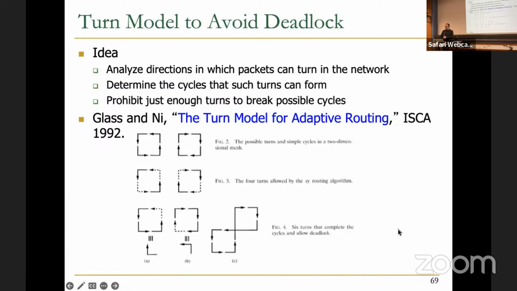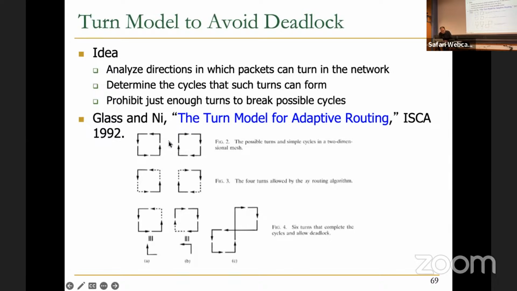It's all good? Great. Okay, so I already explained this turn model algorithm. The idea is that we analyze directions in which packets can turn in the network and determine the cycles that such turns can form. And then we probe just enough turns to break possible cycles. This is actually proposed in this ISCA paper. Here are some examples.